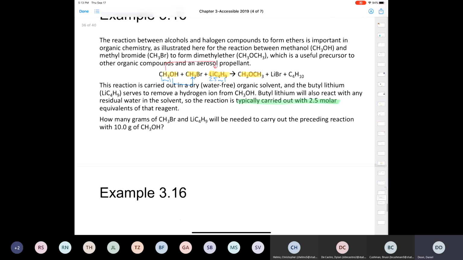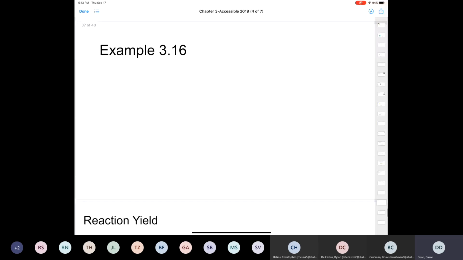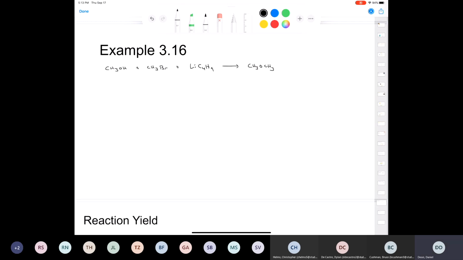So maybe I'll get some of my students to help me out with this. So I'm going to move over here and rewrite the equation. So let's start by doing that. We have methanol plus methyl bromide plus butylithium produces dimethyl ether, this compound, lithium bromide, and also this other compound here, this is butane, like in a butane lighter.